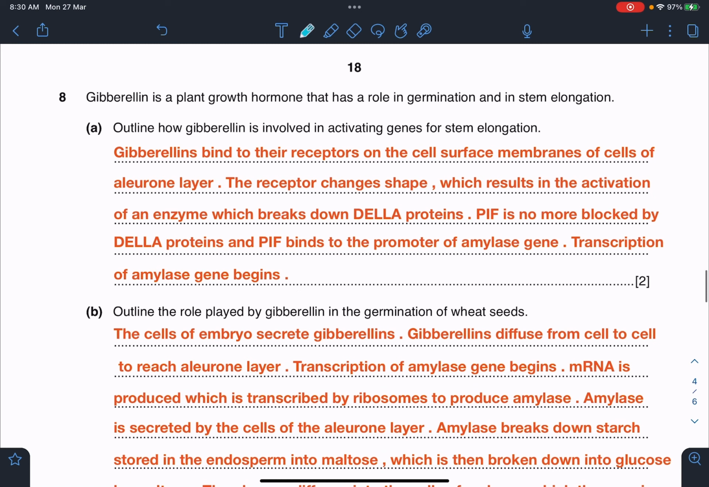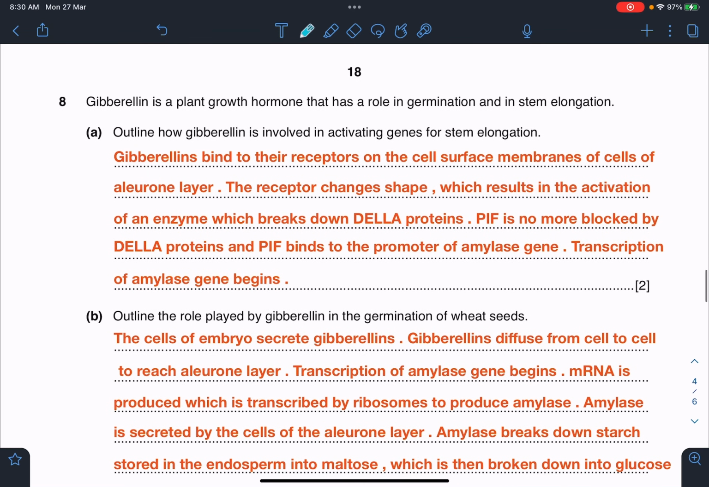This is for the plant growth hormones. Gibberellin is a plant growth hormone that has a role in germination, which basically means to grow, and in stem elongation. Outline how gibberellin is involved in activating genes for stem elongation.